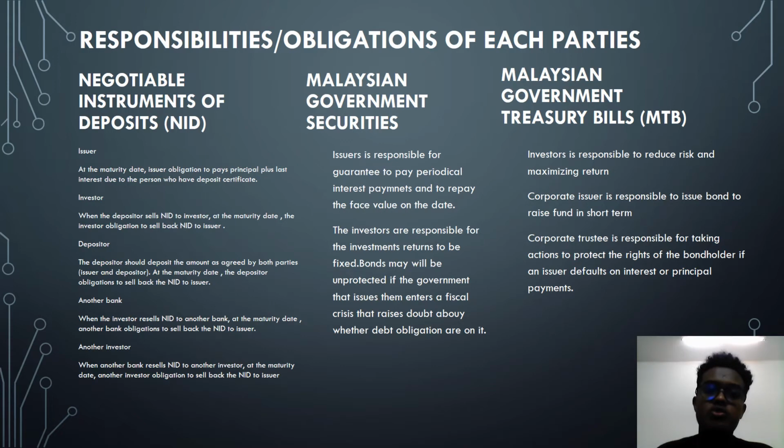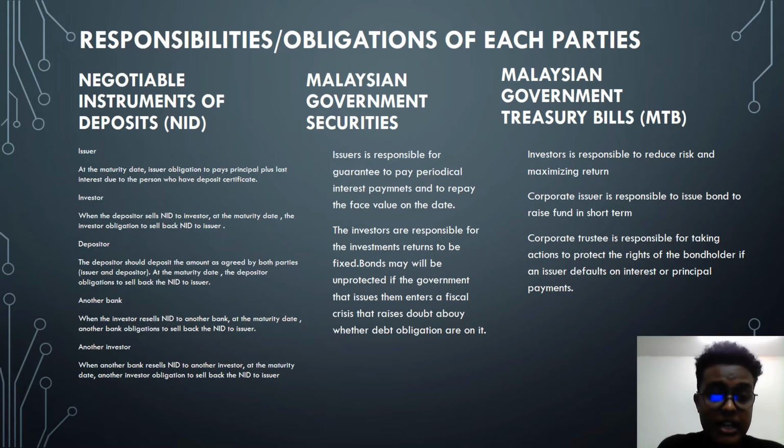So what are the responsibilities and obligations of each party? In the negotiable instruments of deposit, the issuer at the maturity date has the obligation to pay the principal plus the last interest due to the person who holds the deposit certificate. The investor, when the depositor tells NID to invest, has the obligation to sell back the NID to the issuer. And the depositor should deposit the amount as agreed by both parties.